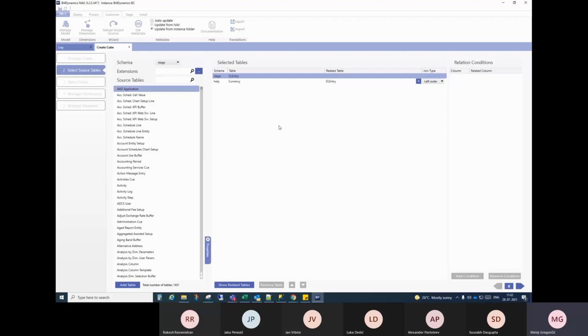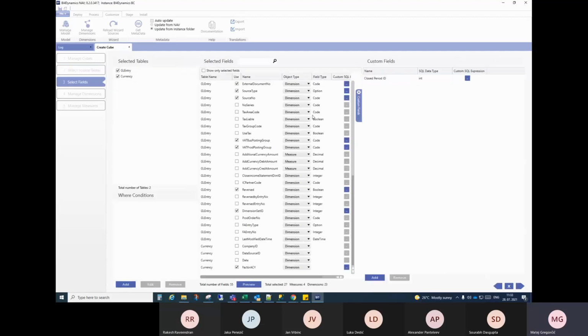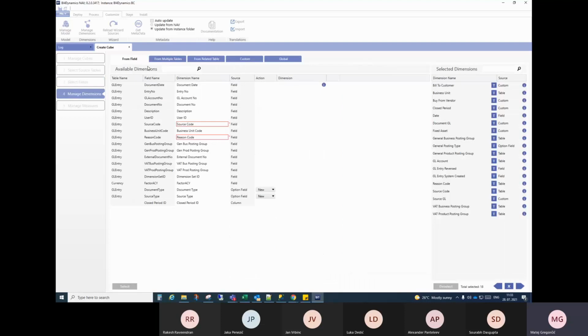So let's continue. Now we'll only focus on one table, GL entry. We'll go next, and then the same thing as we did before. We selected fields. Some of them will be dimensions. Some of them will be measures. Okay, debit amount, credit amount, VAT amount. So the amounts, which are field type decimal, those will be measures. The rest of them will be somehow connected. We select them so we can create a link to the dimensions.